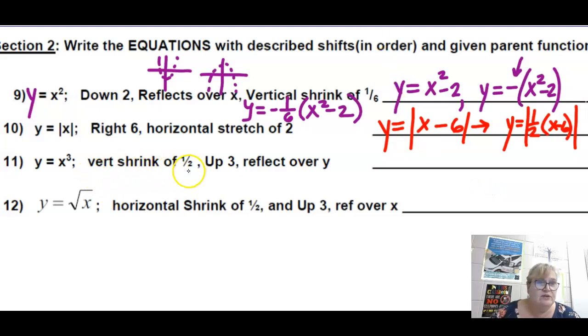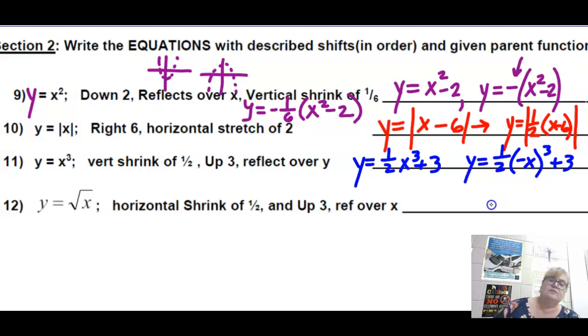All right, vertical shrink of 1/2, that's just out front. Shift the whole thing up 3 is +3. Reflect over the y is change the sign inside here, which actually won't matter. You could put it out front. Yeah, I think that's good. We're not going to worry about it. I won't give you one like that.